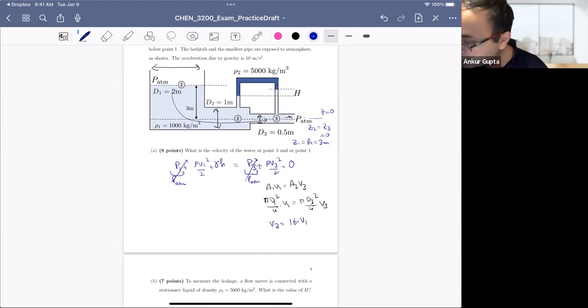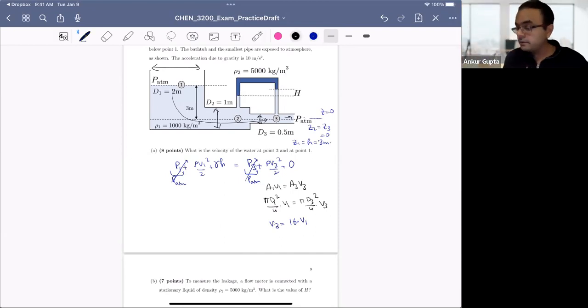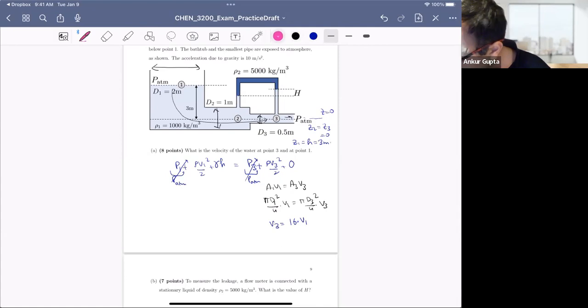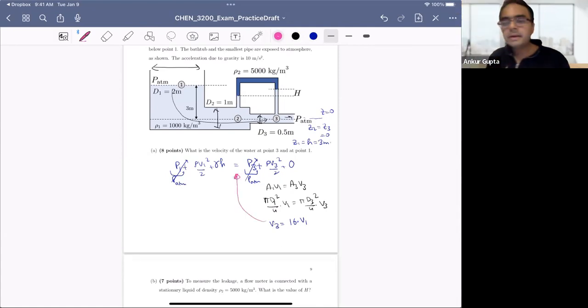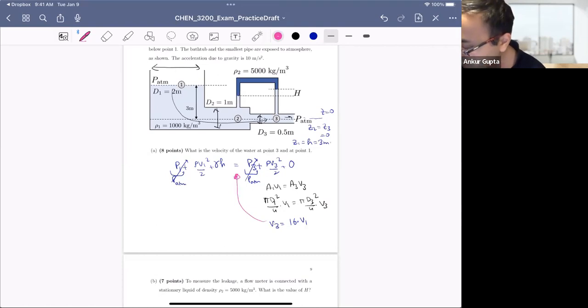If it's diverging 16 times, that's pretty significant. And then I can plug this back in here, and this becomes essentially rho V1 square by 2. So V3 is 16 times V1. I will do this a little bit slowly so that hopefully this is clear: rho V1 square by 2 plus gamma H is equal to rho V3 square by 2.